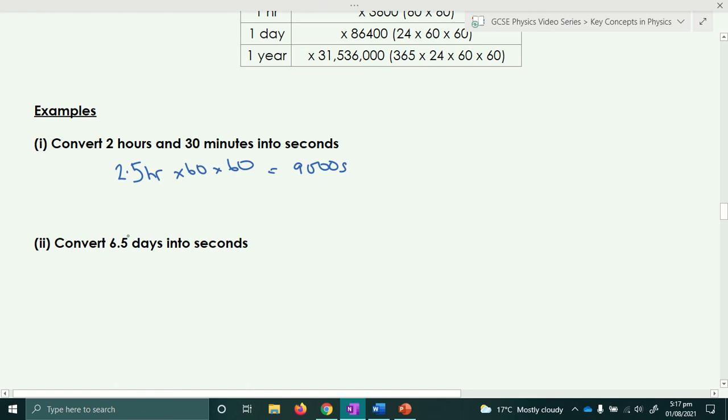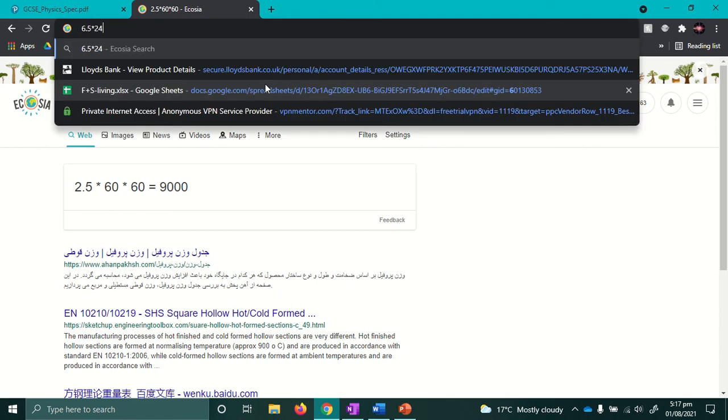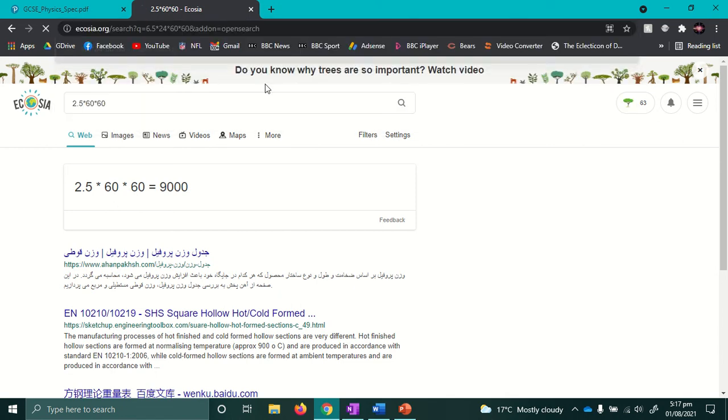Let's have a go at a second example. So we want to do 6.5 days. So to turn it into hours, we would times it by 24. To turn it into minutes, we times it by 60. To turn it into seconds, we times it by 60. So let's do that. So 6.5 times 24 times 60 times by 60.